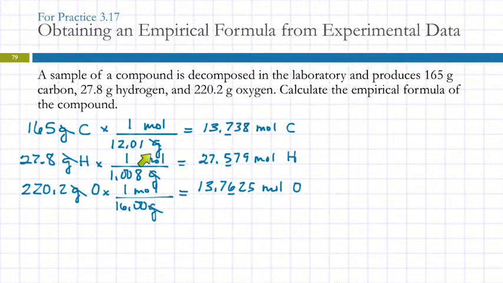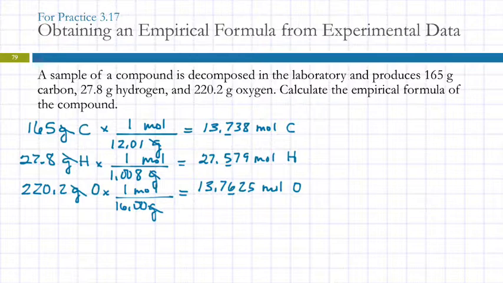So we have to get to moles because moles has to do with numbers of particles, and the formula tells us ratios of particles. It doesn't say anything about mass. That's why we have to get to moles. So you could make a pseudo formula here. It would be C 13.738, H 27.579, O 13.7625. I don't see the point, but the book does it. What we need to do is make these into whole numbers.